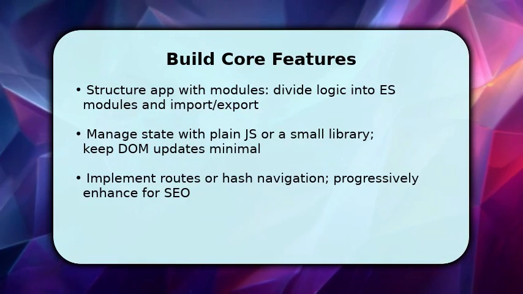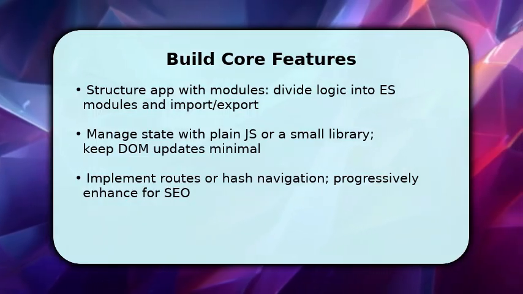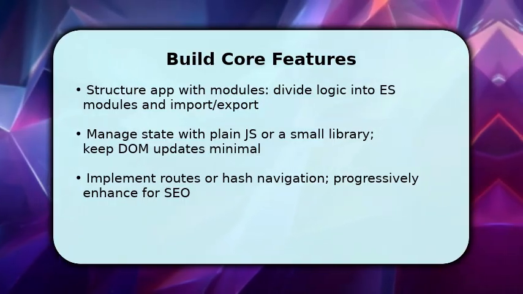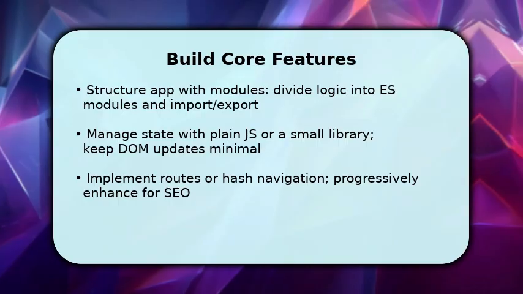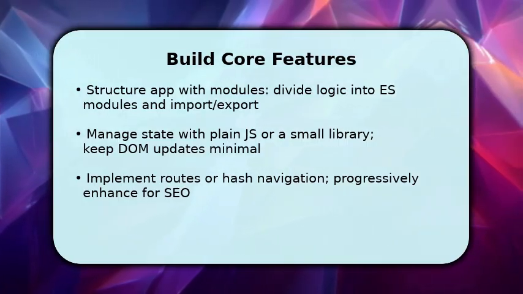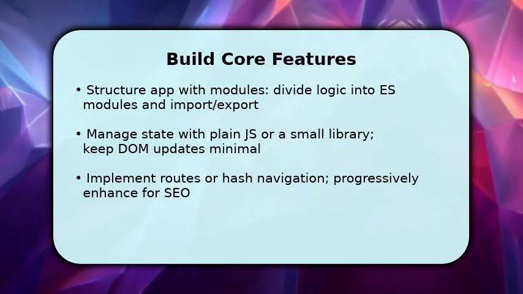You now implement the core. Split functionality into ES modules, exporting clear functions and importing them where needed. Once modules exist, design simple state management, an object or tiny pub/sub, to avoid scattering data. Make DOM updates efficient by batching changes and using document fragments or innerHTML carefully.